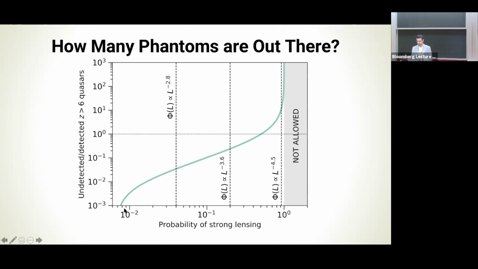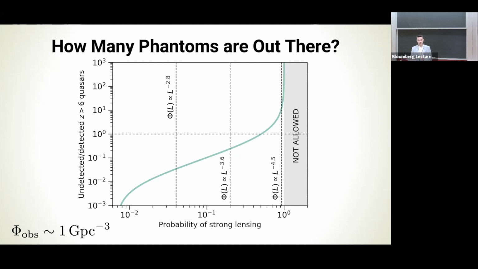And this is a plot that shows the probability of strong lensing, exemplified by some particular values of the stiffness of the bright end of the quasar luminosity function, from shallow values of 2.8 up to extremely steep values of about 4.5. And this is the ratio of undetected over detected populations of quasars at redshift higher than 6. So a value of 1 means that the undetected population is equal in number to the detected population.